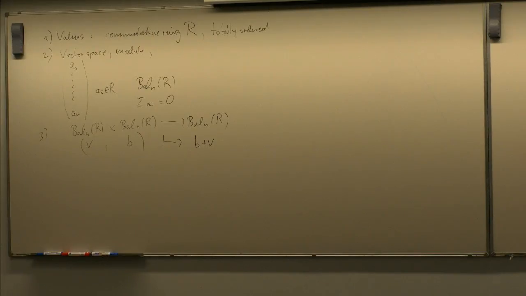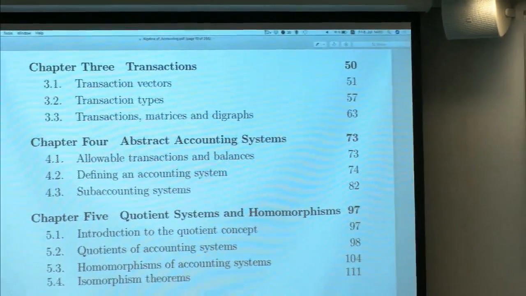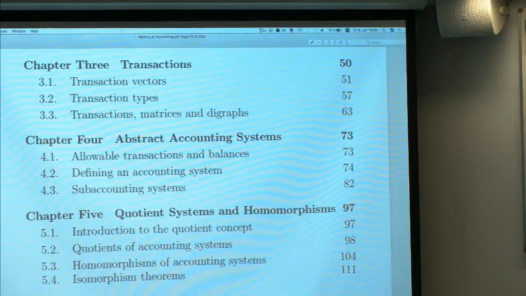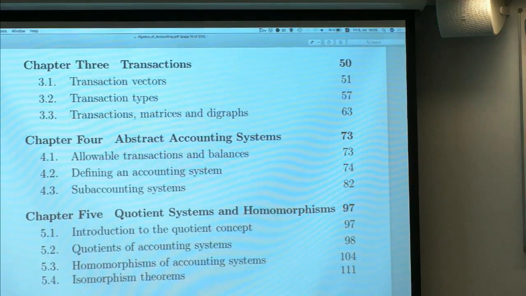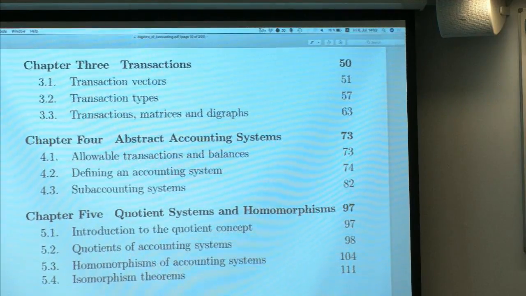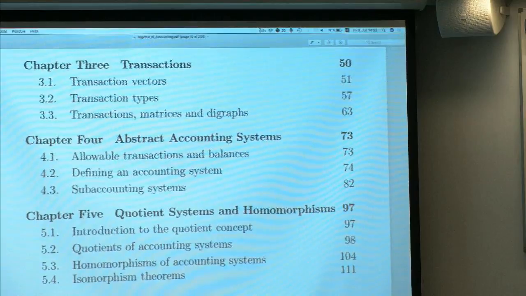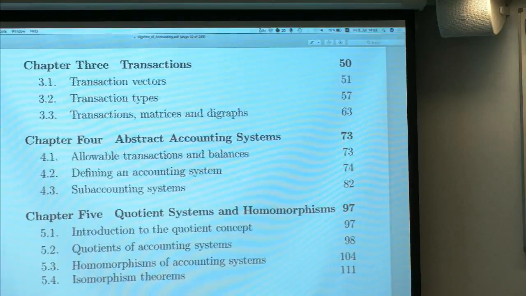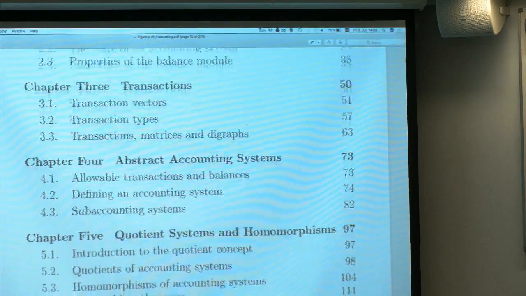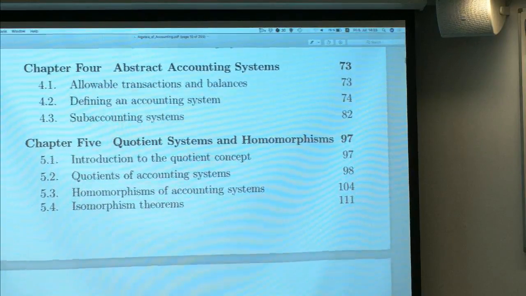Okay. So this is transactions. And then there's some stuff about different ways of representing transactions, or maybe representing types of transactions as a directed graph, and these kind of things. So then in chapter 4, we have, now, what is an accounting system?